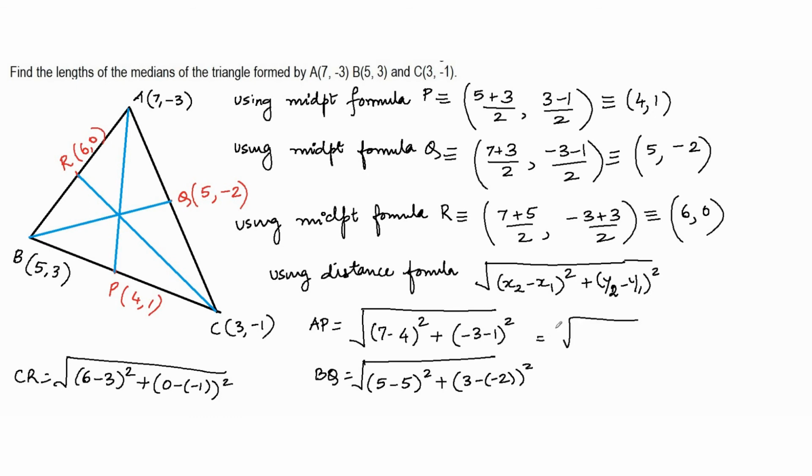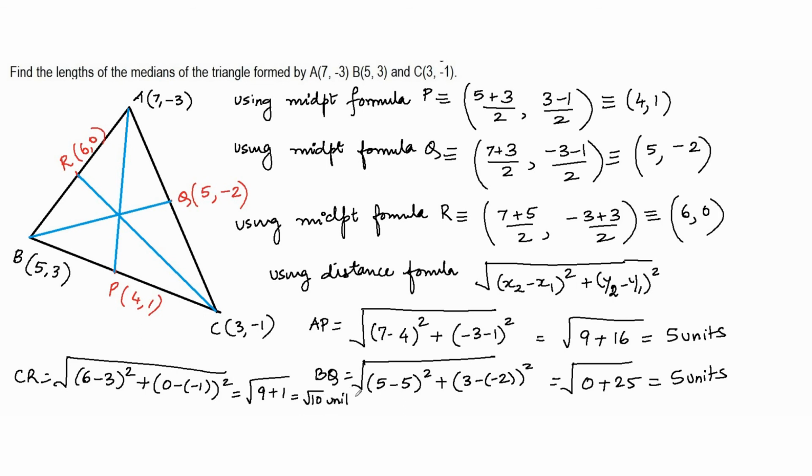So now I can evaluate each of these. This is 3 square is 9 and negative 4 square is 16. So 9 plus 16 is 25, which means this is 5 units. Similarly, this is under root of 5 minus 5 is 0 and 3 plus 2 square is 5 square is 25. So this is also going to be 5 units. And this is going to be under root of 6 minus 3 is 3, 3 square is 9 and 9 plus 1 square is 10. So this is going to be root 10 units.